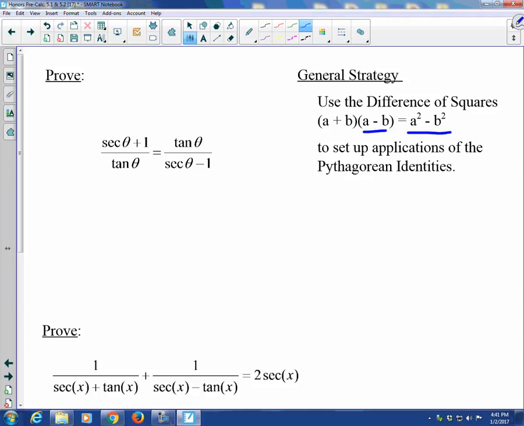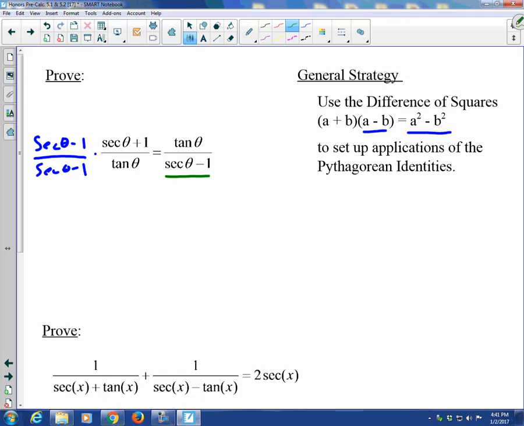So right here what we're going to do now is multiply on the left side by the conjugate over itself. And the conjugate is basically just going to mean switching the sign in between our two terms. So right here I'm going to multiply by secant theta minus 1 over secant theta minus 1, right? Now really this gives me two things, right? I can see that in my target expression, secant theta minus 1 is in the denominator, right? And when I multiply conjugates, I'm going to get my two terms squared, right?